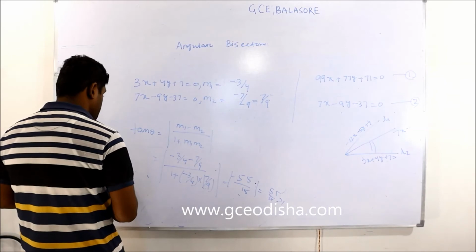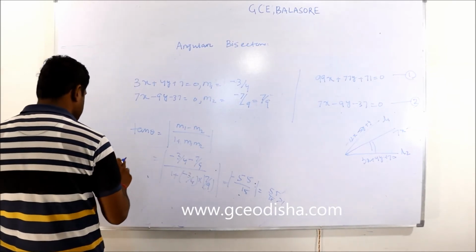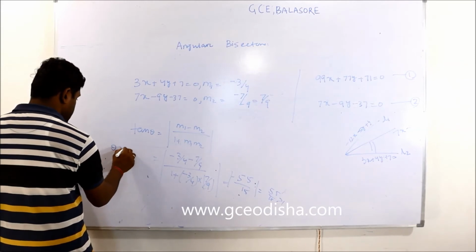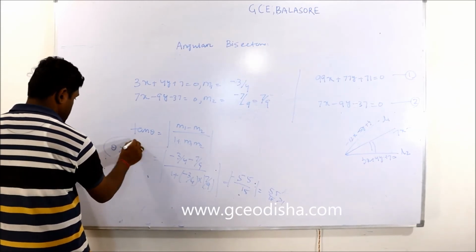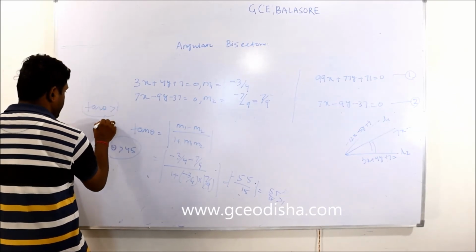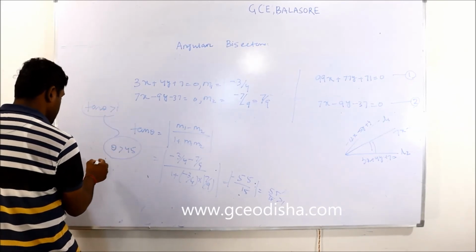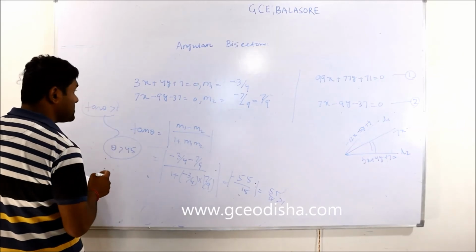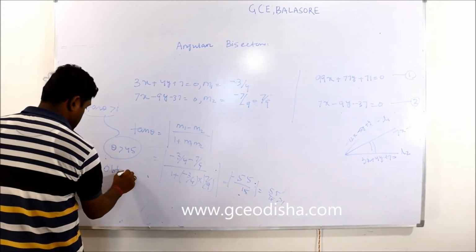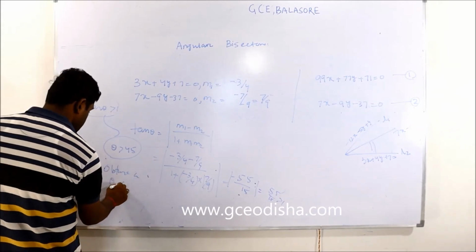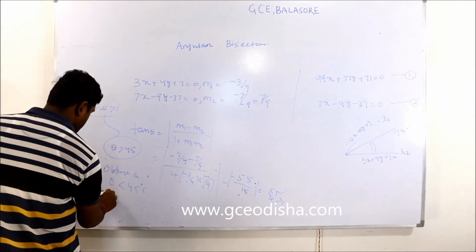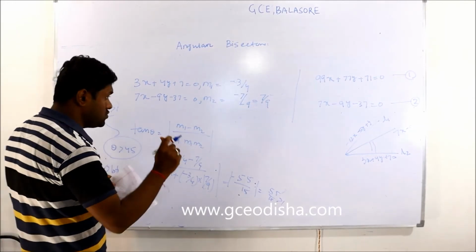Tan theta is greater than 1 when theta is greater than 45. Okay, tan theta is greater than 1, that means that theta is greater than 45. Then the bisector cuts the line at an obtuse angle. When theta is less than 45, then the bisector cuts the line at an acute angle. Okay, there are two cases.